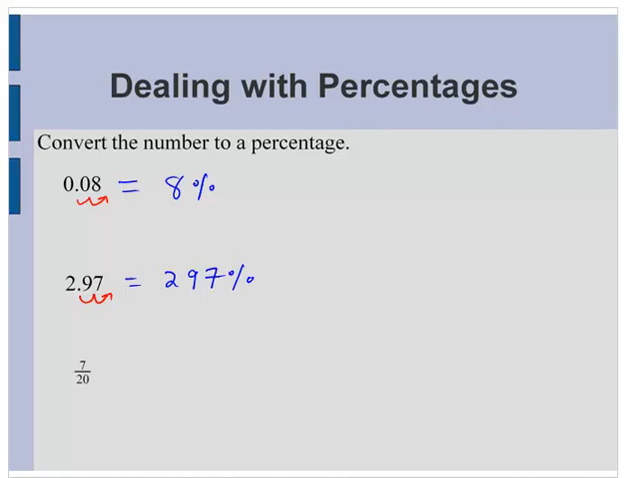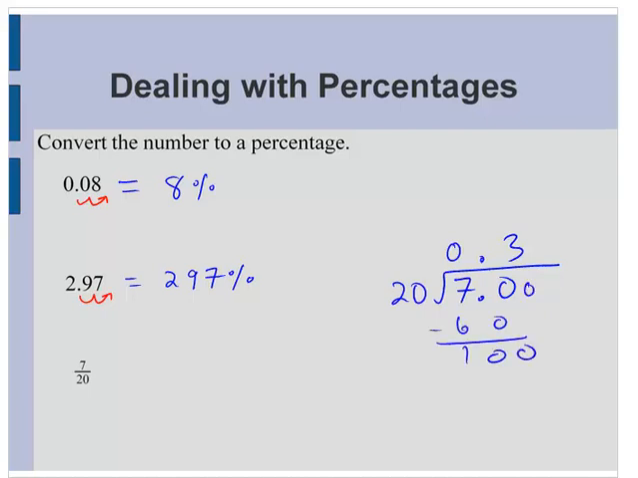7 over 20 is a little tougher because it's in fractional form rather than decimal form. So what we can do first is change it to decimal form by going through long division. 20 divides into 7.0 3 times, then 5 times. So 7 over 20 is 0.35, which is the same as 35%.